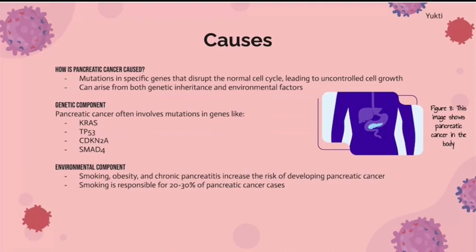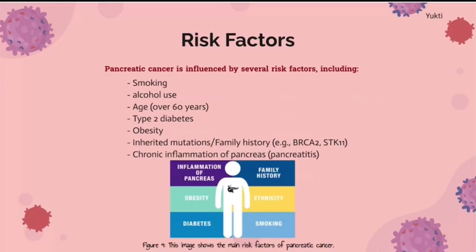Next, we have the causes of pancreatic cancer. Pancreatic cancer is caused by mutations in specific genes that disrupt the normal cell cycle, leading to uncontrolled cell growth. It can also arise from both genetic inheritance and family and environmental factors. The genetic components are mutations in genes like KRAS, TP53, CDKN2A, and SMAD4. The environmental components are smoking, obesity, and chronic pancreatitis, which increase the risk of developing pancreatic cancer. Smoking is also responsible for 20 to 30% of pancreatic cancer cases.